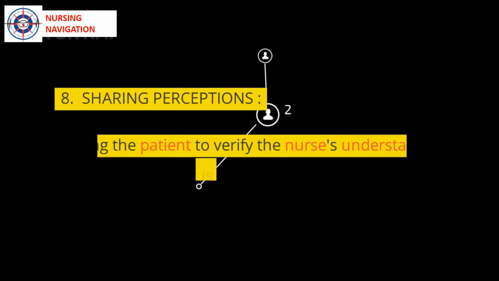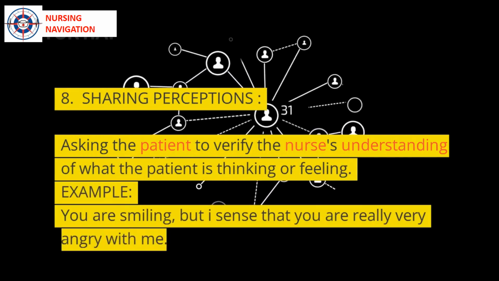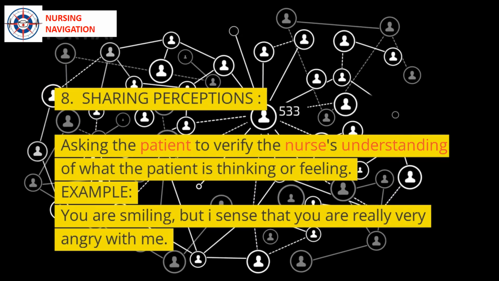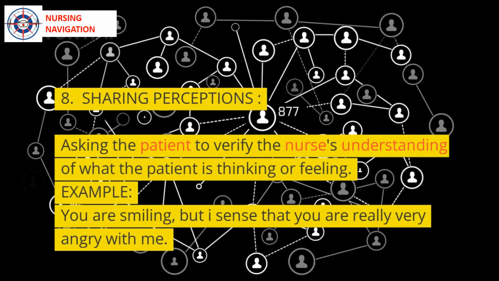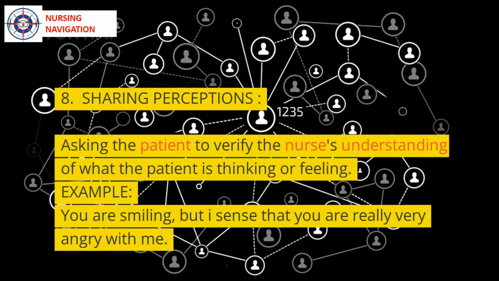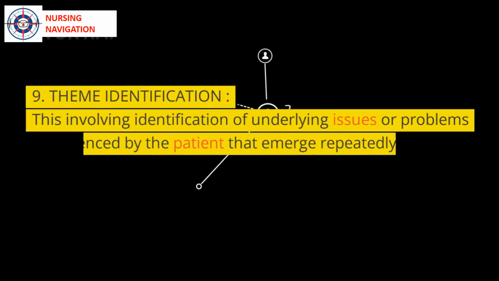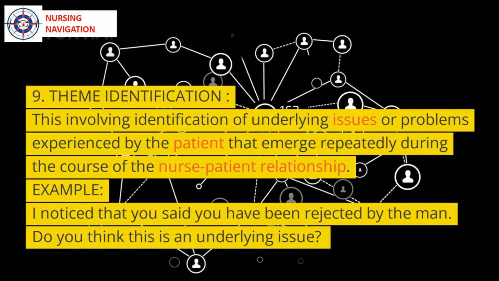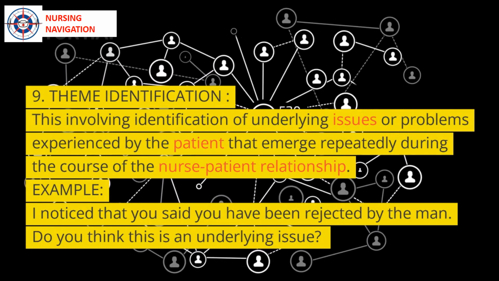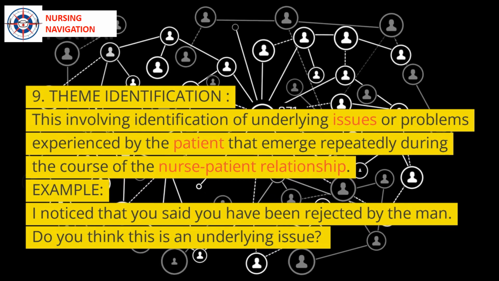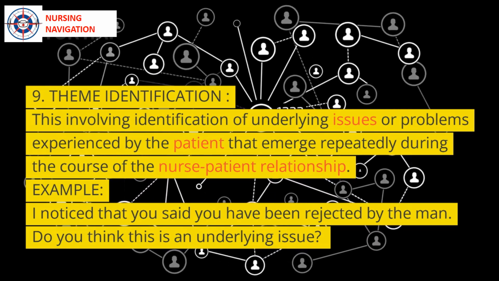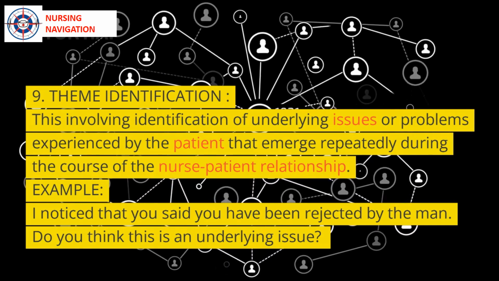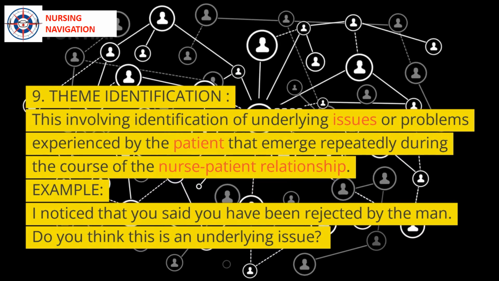8. Sharing perceptions. Asking the patient to verify the nurse's understanding of what the patient is thinking or feeling. Example: You are smiling, but I sense that you are really very angry with me. 9. Theme identification. This involves identification of underlying issues or problems experienced by the patient that emerge repeatedly during the course of the nurse-patient relationship. Example: I noticed that you said you have been rejected by the man. Do you think this is an underlying issue?